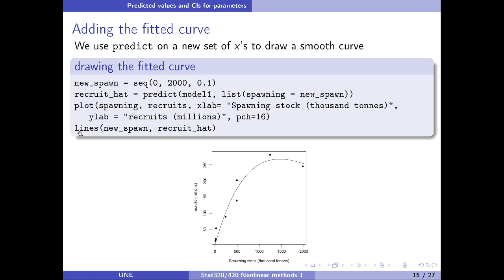And then I want to add my fitted line. I use the lines command to add a line to the plot. I'm using my new spawn, the 0 to 2000 data, along with the predicted values for that. And there, that gives me my nice smooth line on top of it.